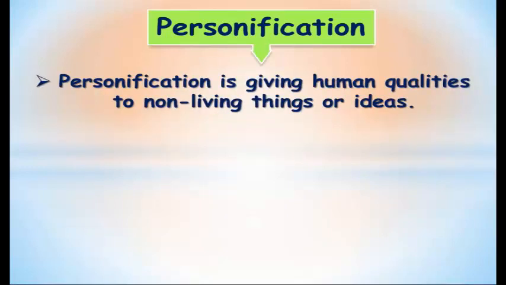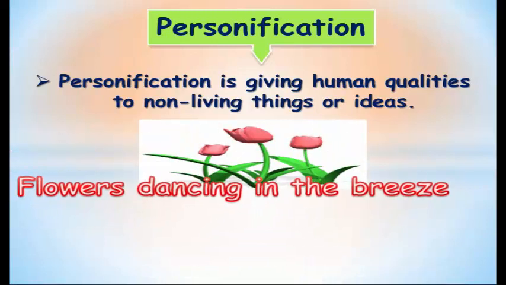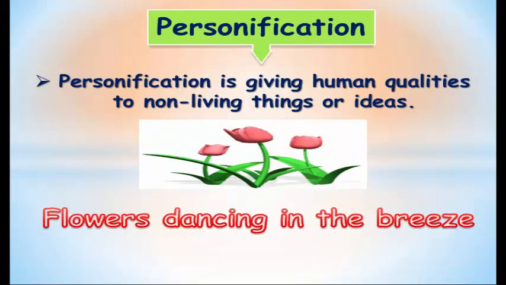What is personification? Personification is giving human qualities to non-living things or ideas. For example, flowers dancing in the breeze. Who can dance? You have to ask yourself, who can dance? Humans. So dancing is a quality of humans. When we say flowers dancing, we give flowers human qualities. That's why it's called personification.